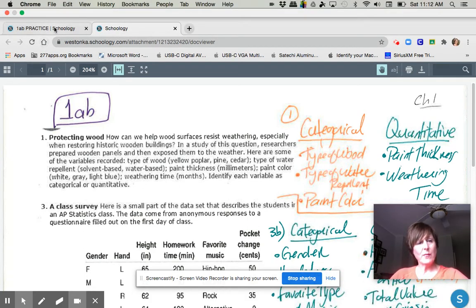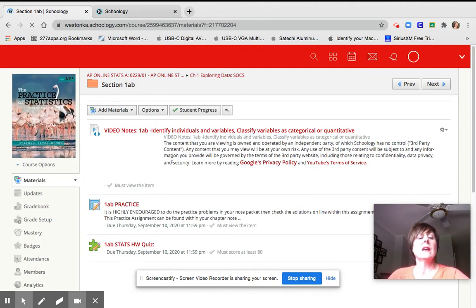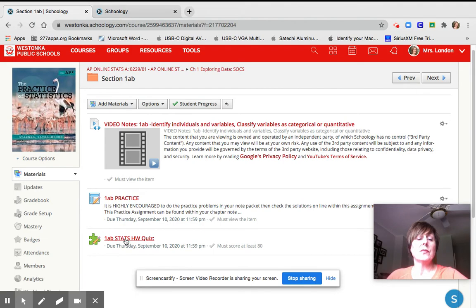Again, I'm always going to give you the solutions. If you ever want more practice for a test, these practice assignments are always great to go back to and take a look at too. Now, within these folders, you're going to find two different types of assessments that are formative, that are graded. One is a homework quiz.